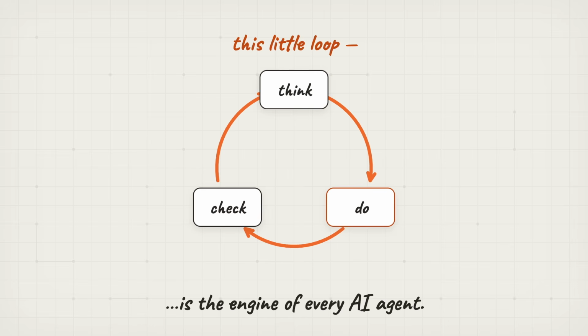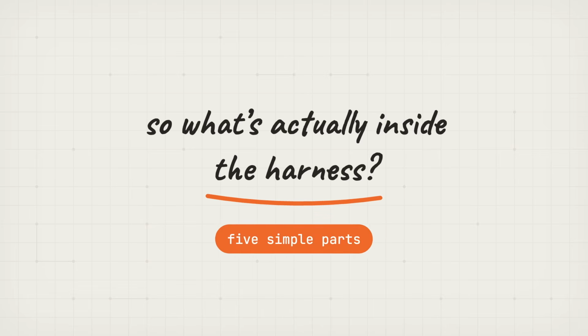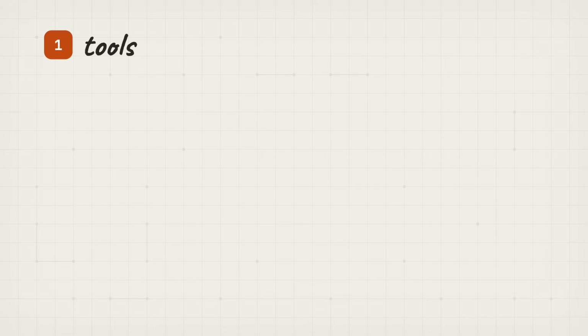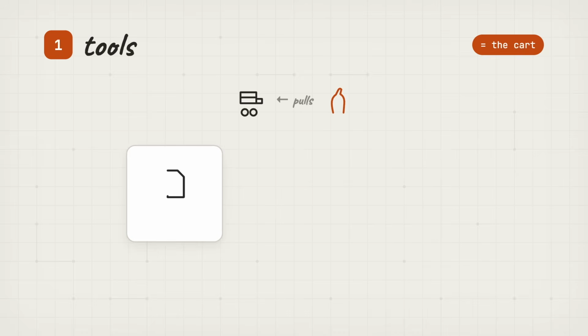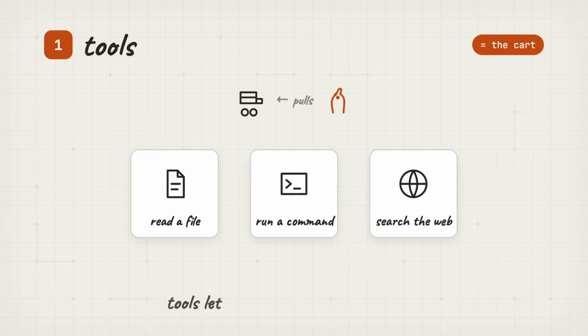Now that you have understood the loop, the next question that should come in your mind is, what are the actual things inside this harness that make the loop work? So there are five things, and the good news is that all five of them fit perfectly into our same horse example. Let me go through them one by one. The first one is tools. You can think of the tools as the cart. The cart is the thing that lets the horse actually carry something useful. In the same way, tools are what let the model actually do things like read a file, run a command, or search something on the web.